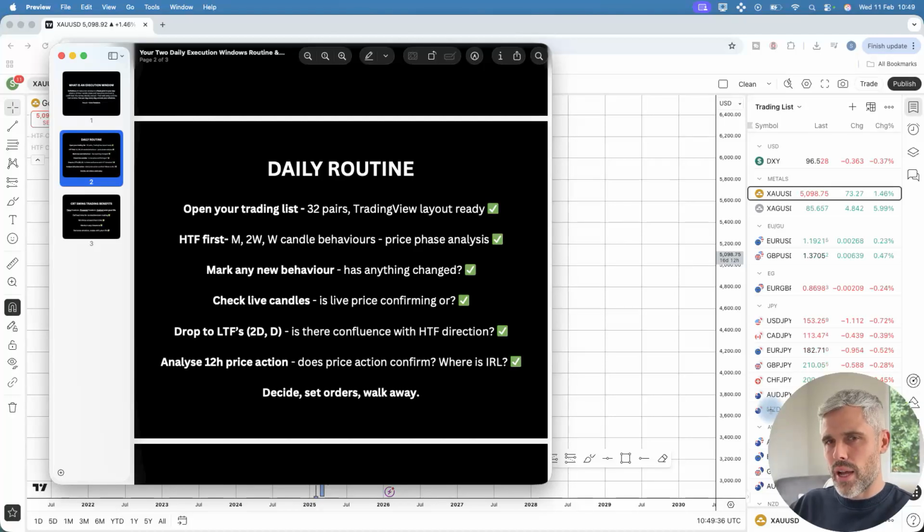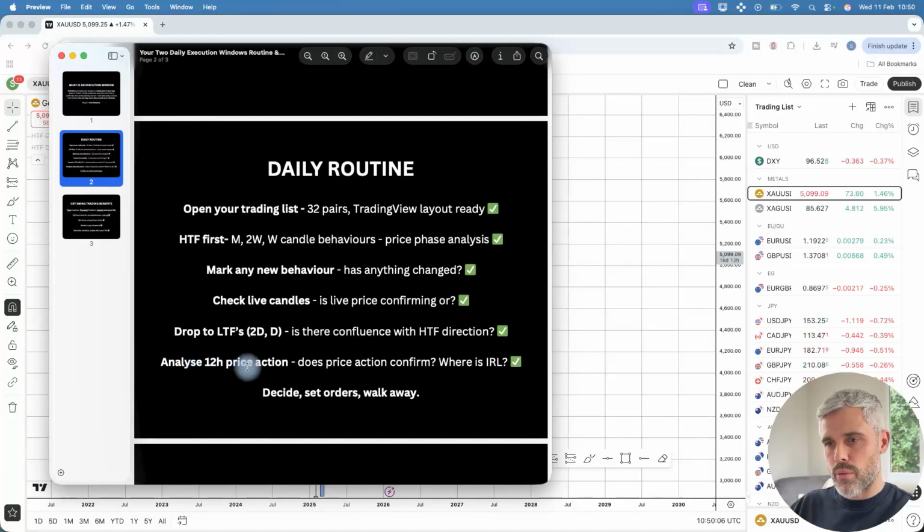If so, why is that happening? Is there anything that I need to be aware of to actually place a trade? So it just starts to look something like this. We analyze our higher time frames: monthly, 2-week, weekly. And again, when you're actually marking new behavior, you only have to do this once a month, once every 2 weeks, once a week. Then you check your live candles, you drop to your lower time frames. The 2-day, the daily, how are they reacting or closing? Are they in confluence with what you've marked as your higher time frame targets?